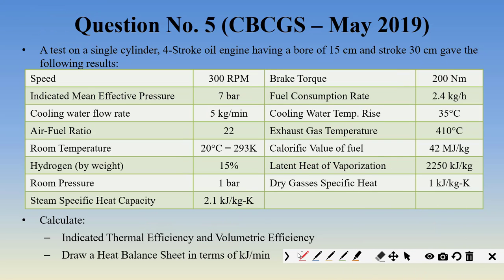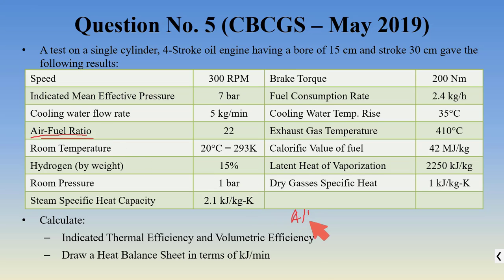So how can we find the actual amount of intake air? We will have to look at the given data and see if there is any mention of air. See, over here they have given us the air fuel ratio. What is air fuel ratio? Air fuel ratio is mass flow rate of air divided by mass flow rate of fuel. So to find mass flow rate of air, what will we do? Air fuel ratio into mass flow rate of fuel.